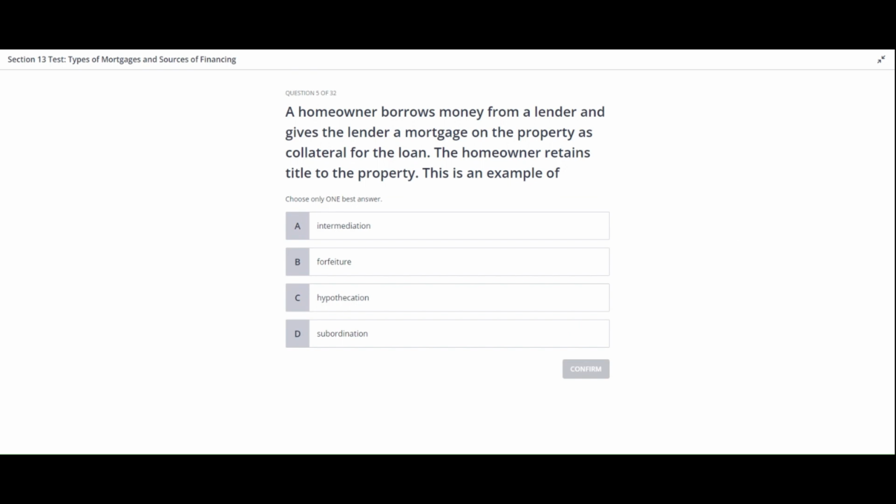Okay, question number 5. A homeowner borrows money from a lender and gives the lender a mortgage on the property as collateral for the loan. The homeowner retains title to the property. This is an example of Option A: intermediation, B: forfeiture, C: hypothecation, D: subordination. Alright, take your time and make your selection.